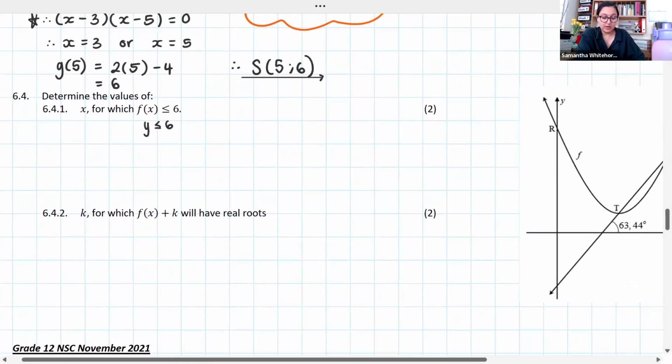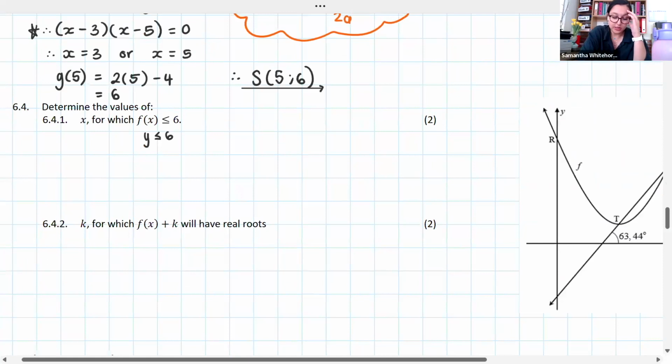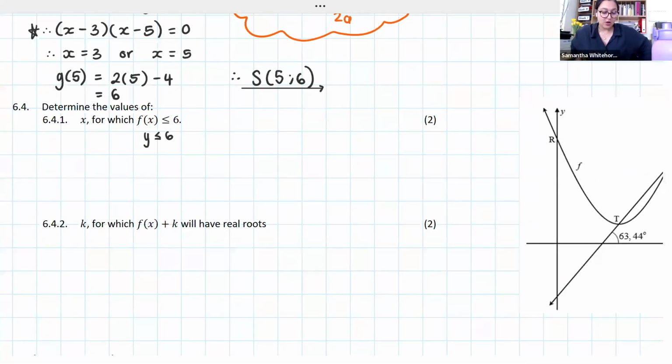All right, the other question here, 6.4, says, determine the value of k for which f of x plus k will have real roots. Now, this is one that they ask you all the time. You either get these questions or you don't. I'm going to be honest, I don't particularly enjoy these questions. I find it quite hard to conceptualize. They're not hard questions, but they are hard to conceptualize if you don't fully understand what they're asking.